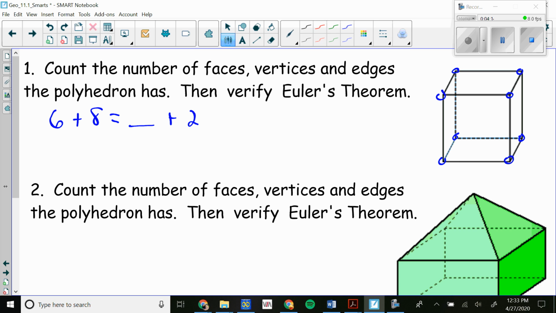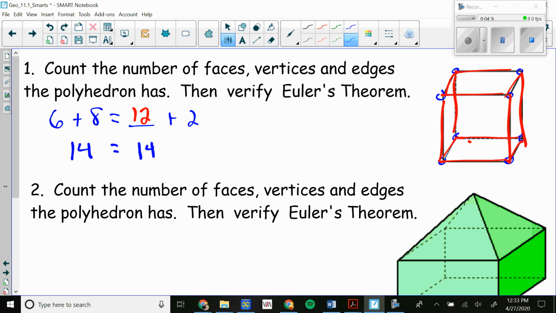So for the edges, I'll use red maybe. We have 1, 2, 3, 4 going that way. 5, 6, 7, 8. And then up and down, 9, 10, 11, 12. So I fill that in with the 12. Does this work out? This is 14. 12 plus 2 is also 14. Yes, it does.